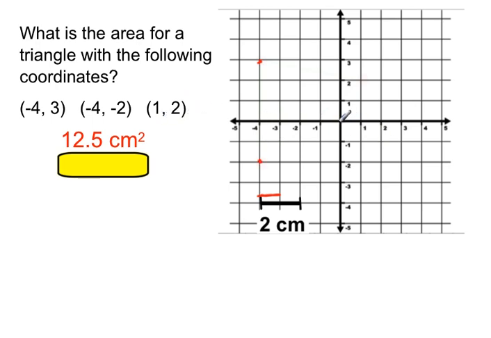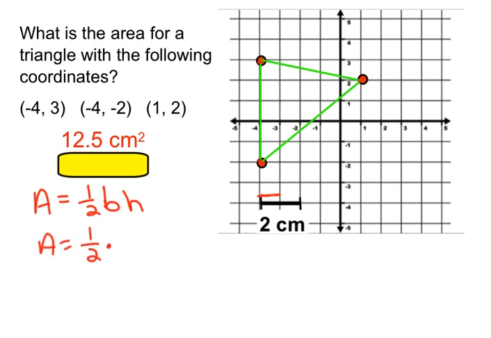So now we have the vertices of our triangle, and we can just fill in the lines. So there's our triangle. Now what we want to do is establish a base and a height, because our formula for finding the area of this triangle is going to be 1/2 base times height.